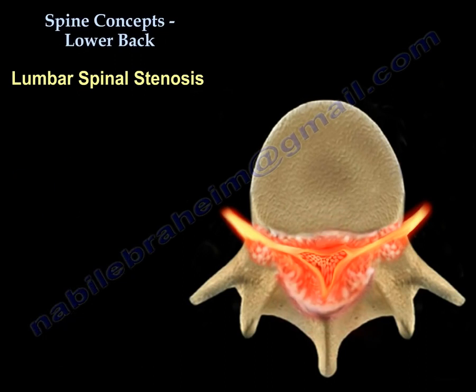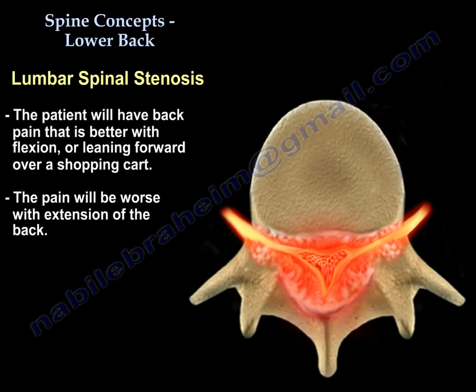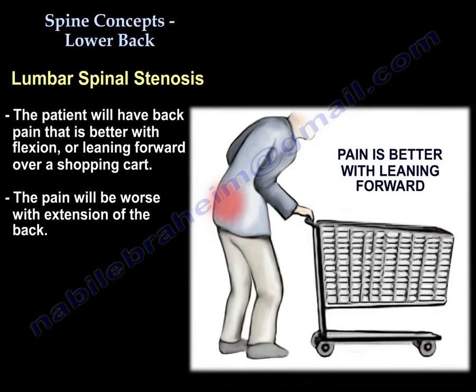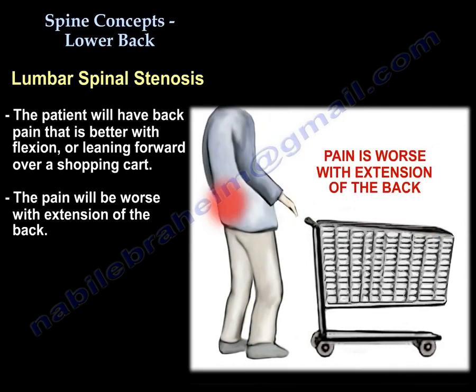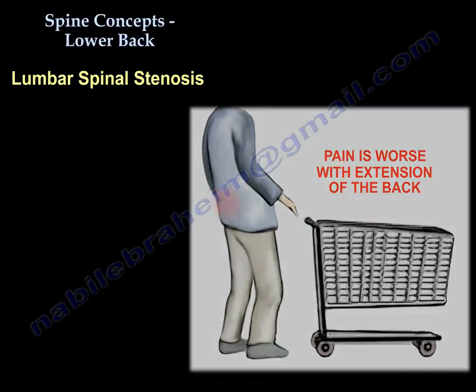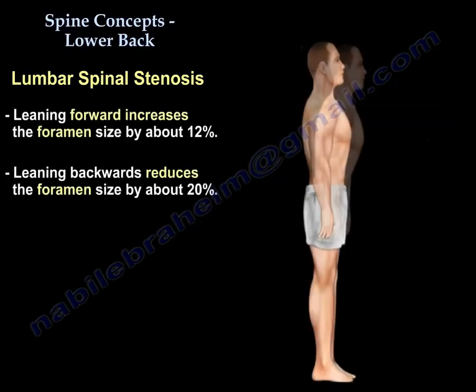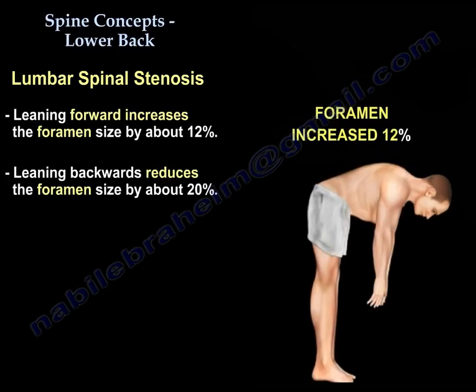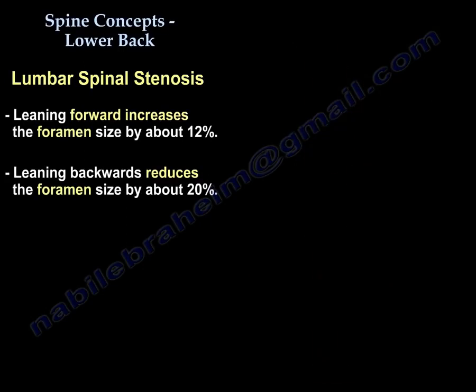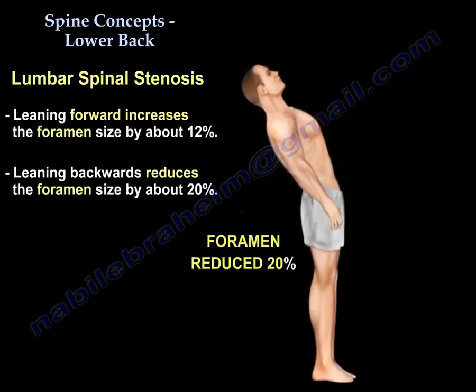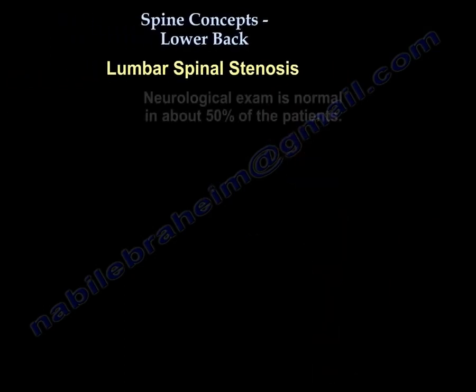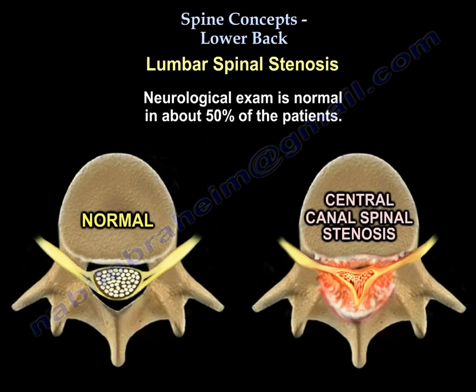This is the one where the back pain is better with flexion because it opens the foramen, the shopping cart sign. It's worse with extension of the back. So when you lean forward, you increase the foramen size by 12%. When you lean backwards, you reduce the size of the foramen by about 20%. The neurological exam is normal in about 50% of the patients.